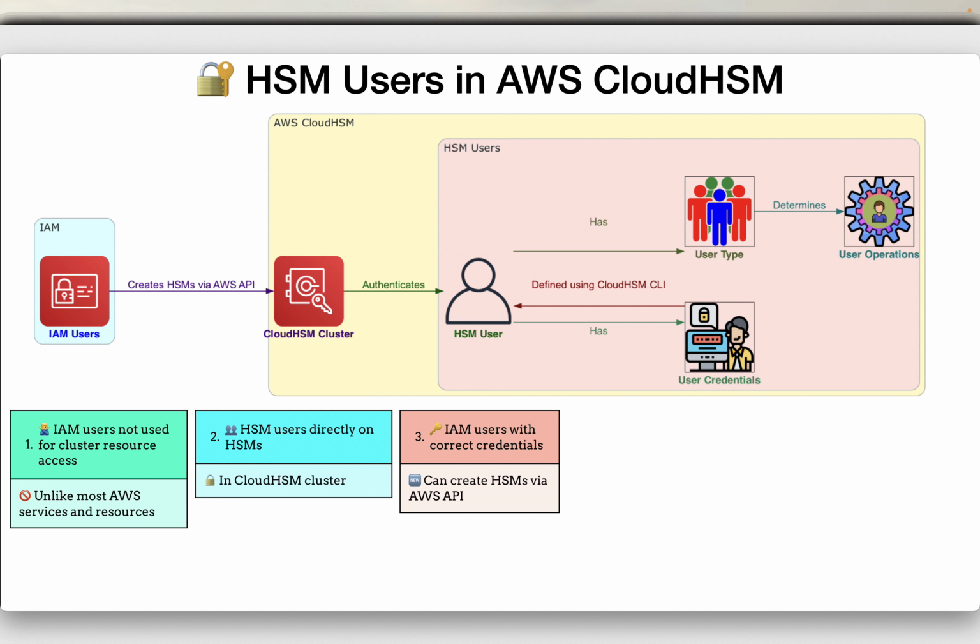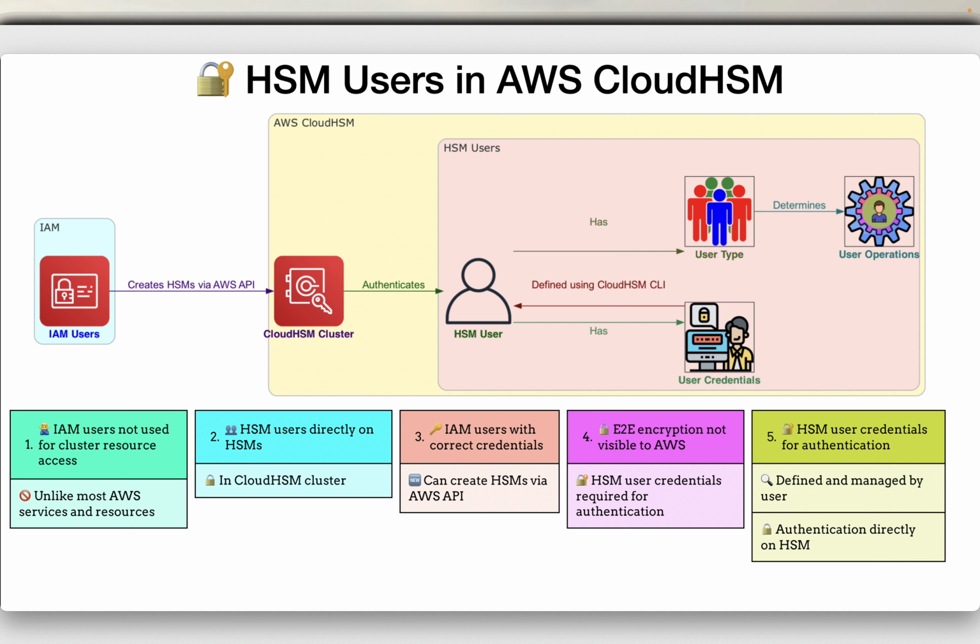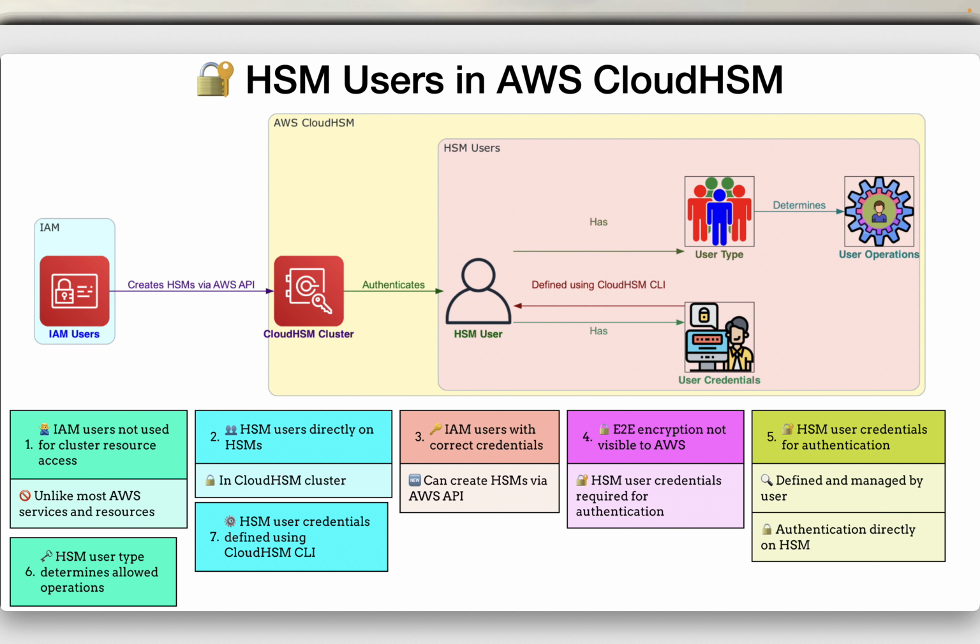The HSM authenticates each HSM user by means of credentials that you defined and manage, and this authentication takes place directly on the HSM. Each HSM user has a type that determines which operations that user can perform on the HSM, and you define HSM user credentials using the AWS Cloud HSM command line interface, CLI. So there's Cloud HSM CLI also. So user type, you can just think of some kind of a role. So based on that user type, they can perform different set of operations.